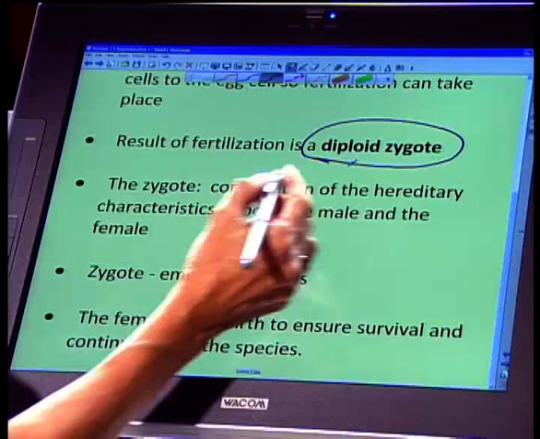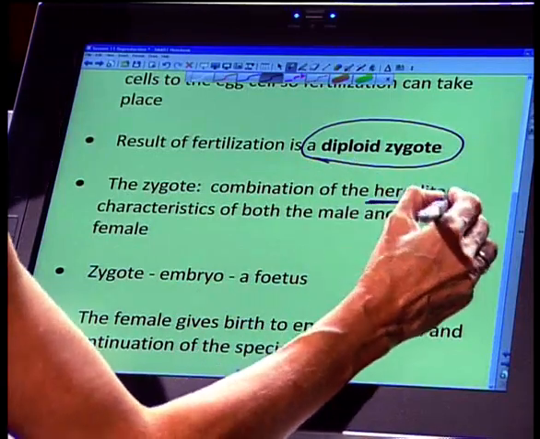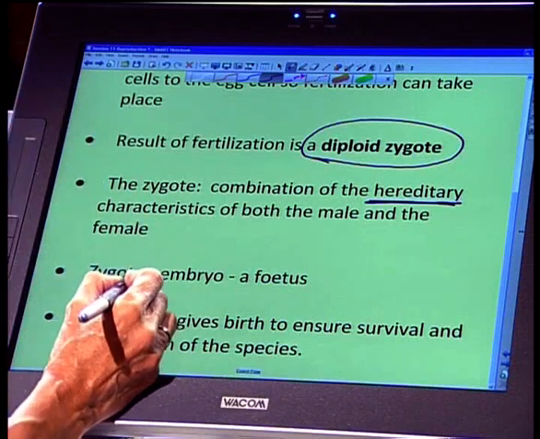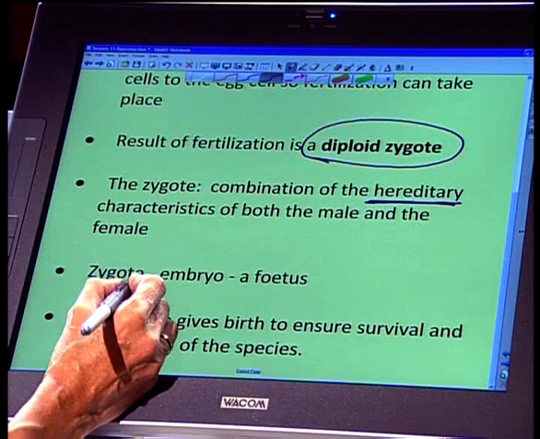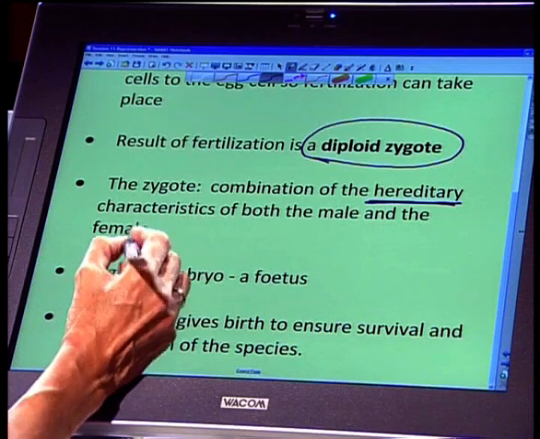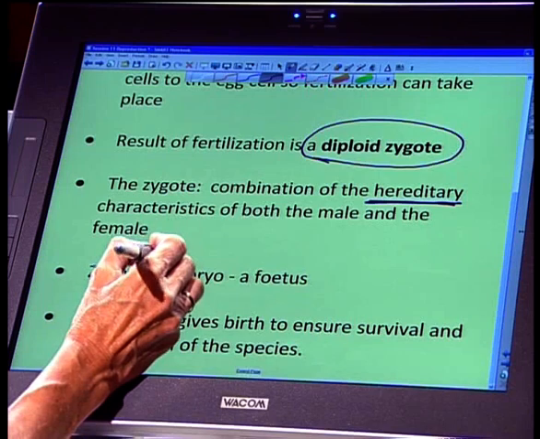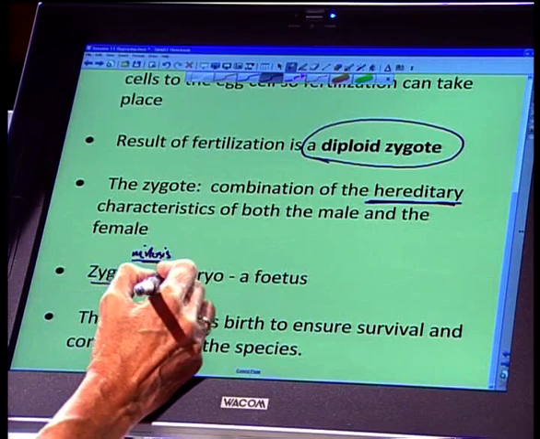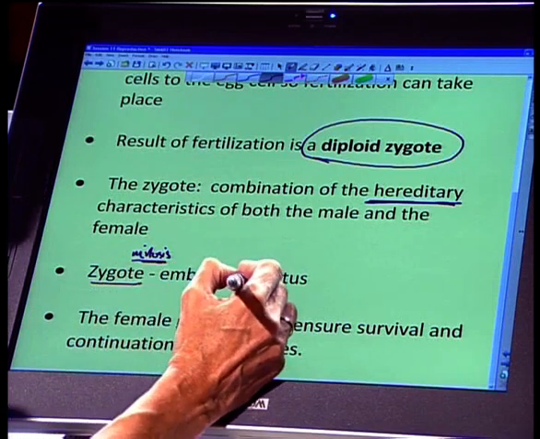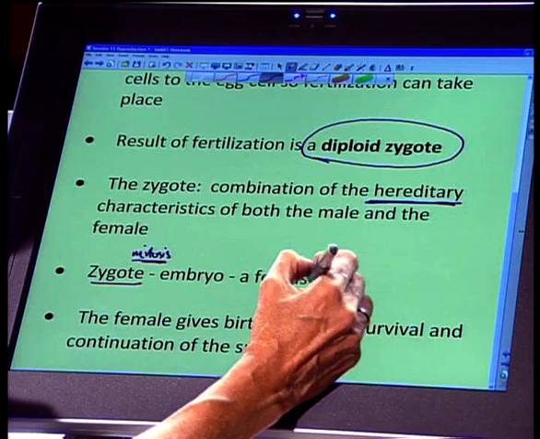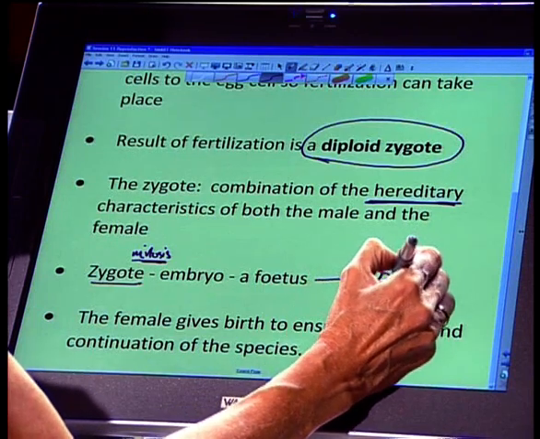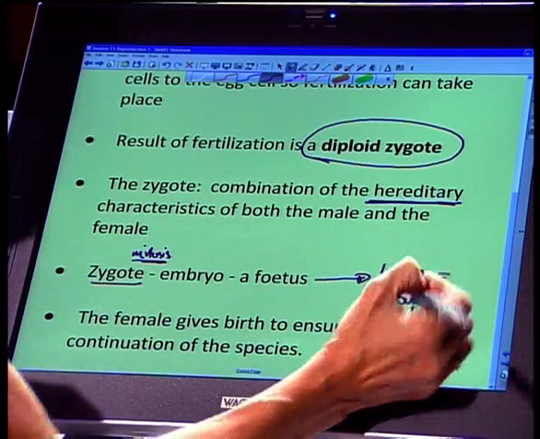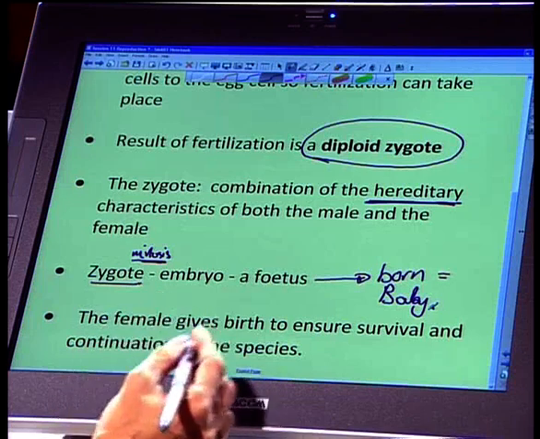Right, so this zygote is a combination of those hereditary characteristics. The zygote is just a diploid structure, and that starts to undergo mitosis, and mitosis is for growth, and then it will develop into the embryo, and then it develops into the fetus, and this little fetus will then be born, and then we call it a baby. All right, so those are the terms you need to use.